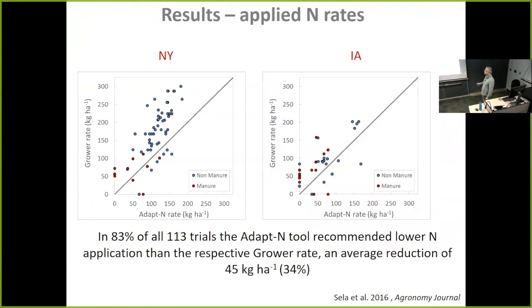So this is the grower rate, AdaptN rate, and this is the one-to-one line. If the data is above this line, it means the grower rate is higher than the respective AdaptN rate. And what we found is that in 83% of all trials, AdaptN actually allowed a reduction in application, and quite significant: 45 kilograms per hectare, close to 35% reduction in fertilizer input. Just note that there were a few cases where AdaptN actually recommended higher N rates than the grower in wetter seasons. So it's not only reducing, it's about adjusting the right N rate to the specific location.